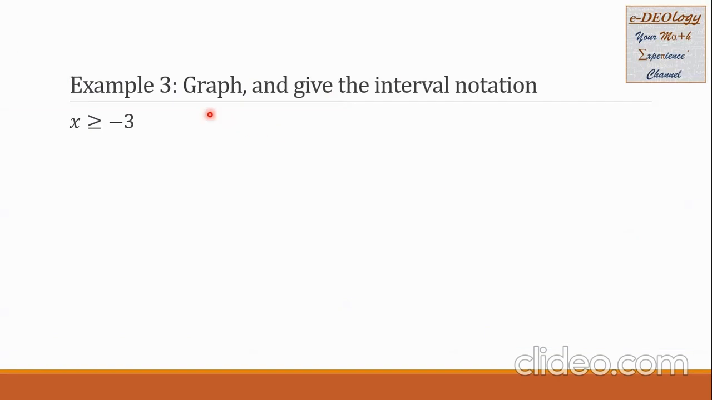Let us have example 3. Graph and give the interval notation of this x greater or equal to -3. First, let us draw our number line. Let us identify our reference number, and that is the -3, so it is here. So all numbers that are greater than -3, so those numbers that are on the right, going to positive infinity. But because of the greater or equal sign, the -3 is part of the solution. We put a solid dot on top of the -3.